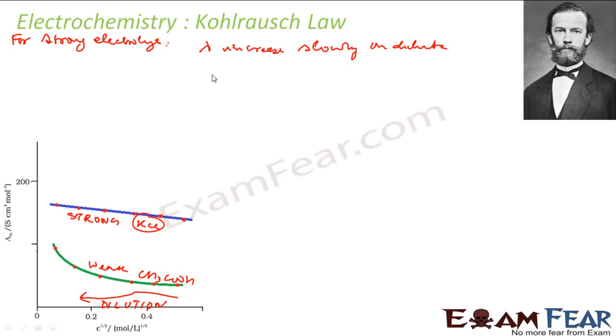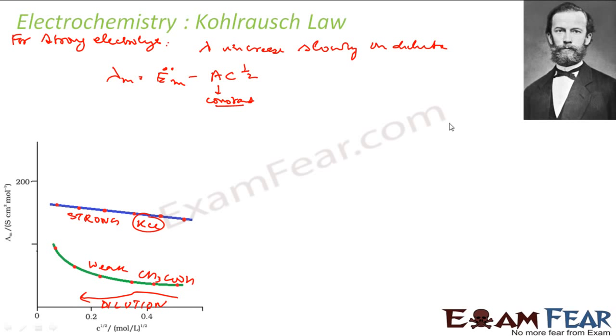And for that he gave an equation: lambda M at the beginning point is nothing but its value at infinite dilution minus A C to the power 1 by 2. A is a constant, and C is the concentration. And the value of A depends on the solvent actually, right? For example, it depends on the pair. NaCl and KCl will have the same value of A. It depends on the number of ions it produces.